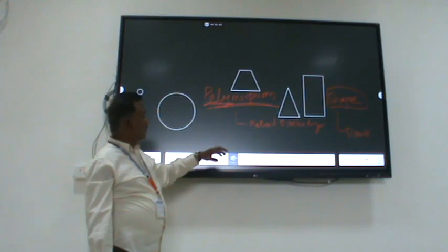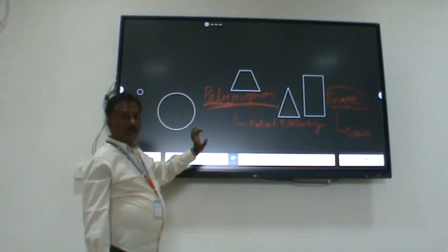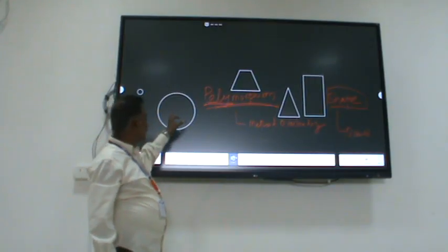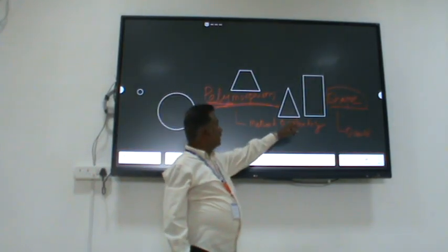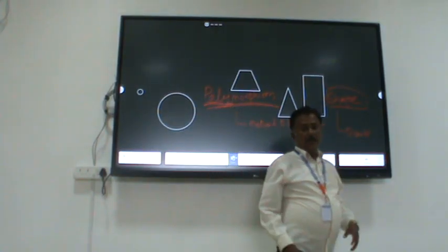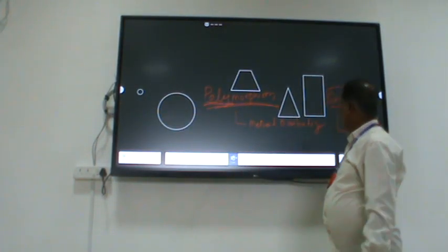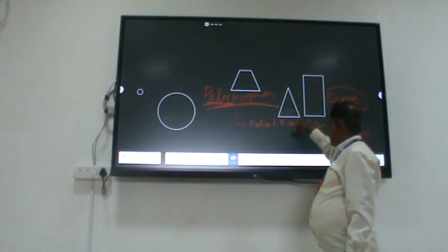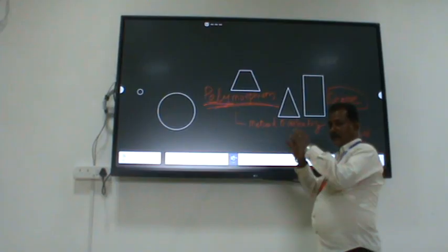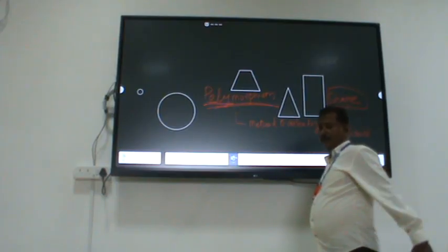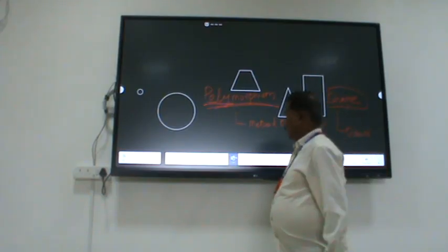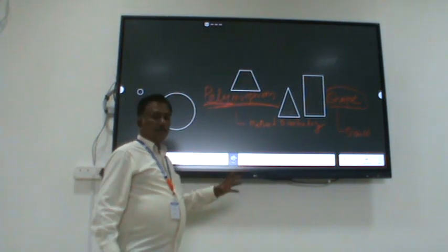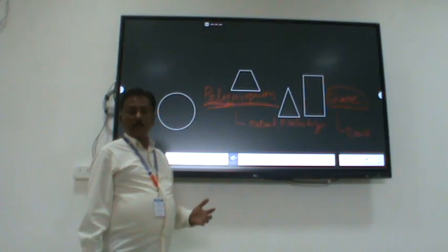But how will I draw? In real time, how will I draw? If I want to draw a circle, I have to give a radius. If I want to draw a rectangle, I have to give a height and width. If I want to draw a triangle, again I have to give height and width, so that I will get a triangle. So by having different inputs, but everything is something I'm going to draw, or all are generally called shapes.